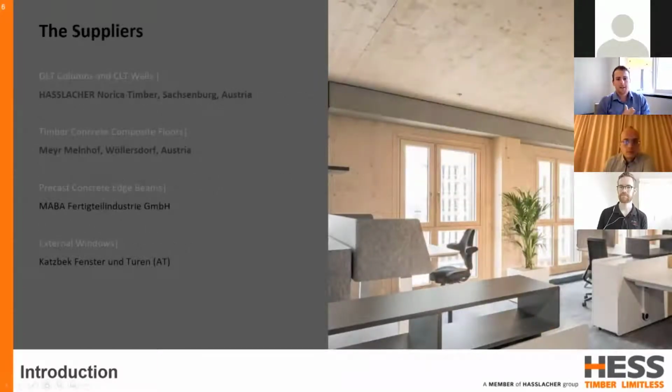The main mass timber supplier was Hasslacher Timber, who supplied the glulam columns and the CLT wall panels. You can see here the columns and wall panels. These were supplied from their facility in Sachsenberg in Austria.